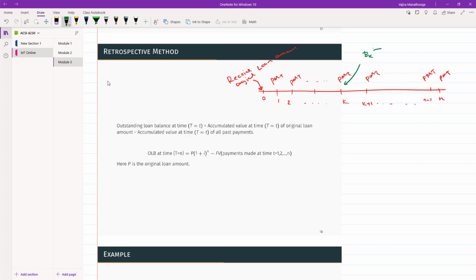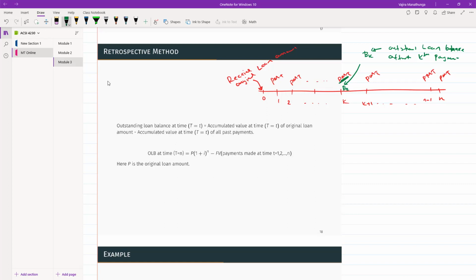Okay, so this is the outstanding loan balance after k payments. Okay, right after. Right after you make this payment, you want to know the balance bk. So under the prospective method, you look into the future and you take the present value of future payments.